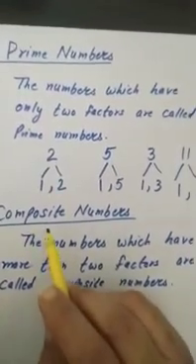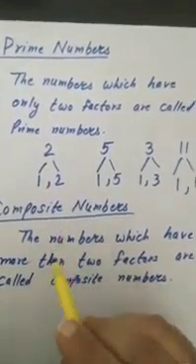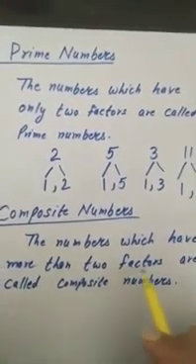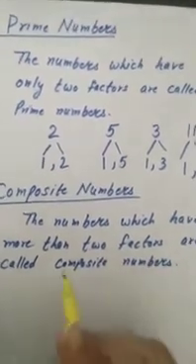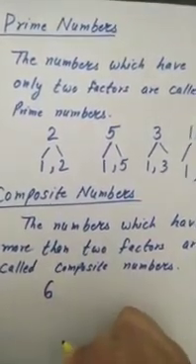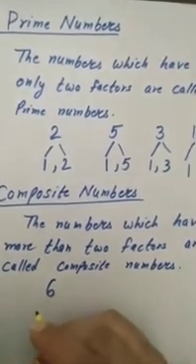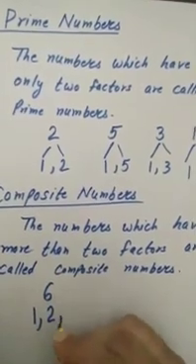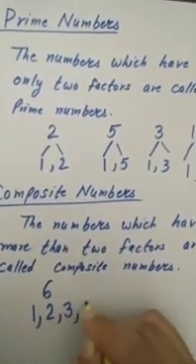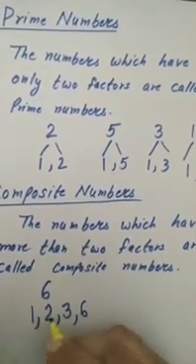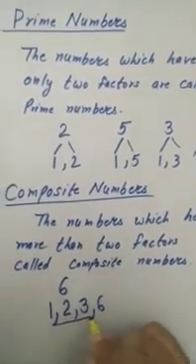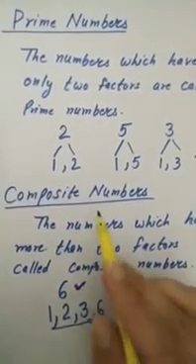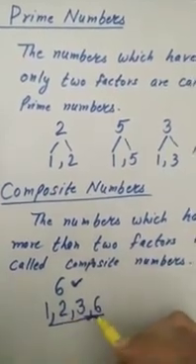Now we have composite numbers. What are composite numbers? The numbers which have more than two factors are called composite numbers. How? Let's see. Suppose I ask you to find the factors of 6, then what will you write? 6 can come on the table of 1, on the table of 2. It may come on the table of 3 and 6. Now here you can see 1, 2, 3, 6. You have 4 factors, which means more than 2. So these kinds of numbers, which have more than 2 factors, are composite numbers.